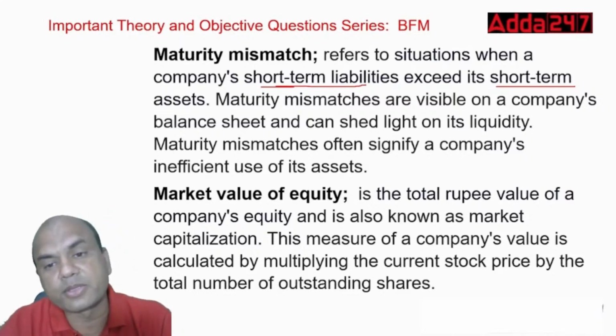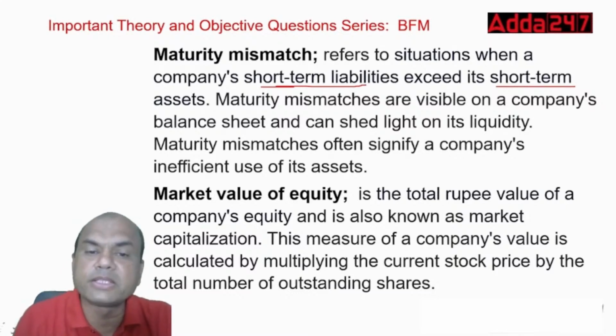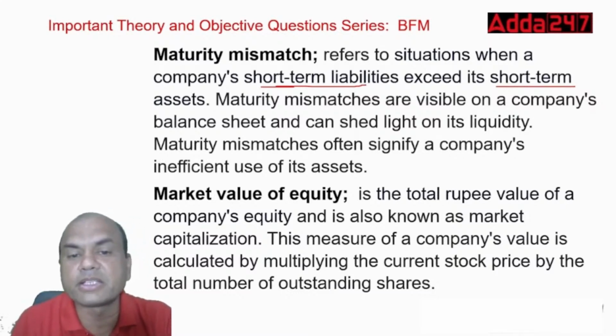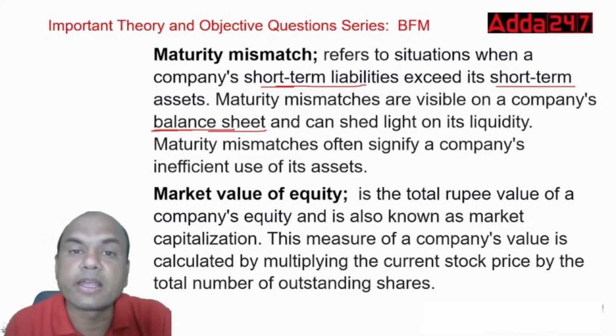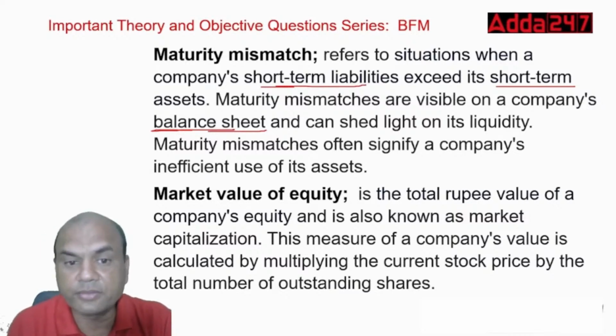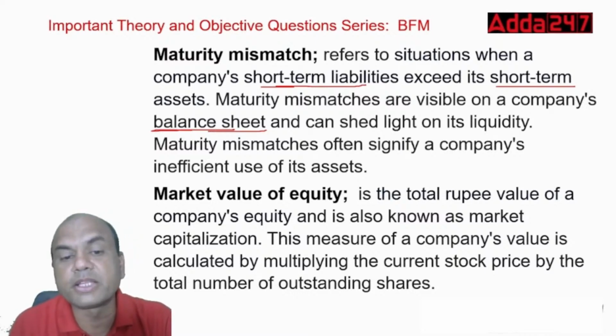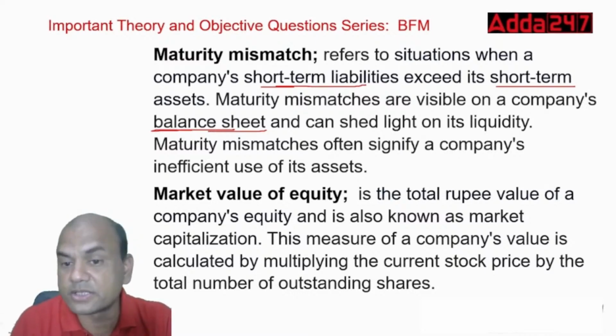So maturity mismatches are visible on the company's balance sheet and can shed light on its liquidity. So immediately if there is a maturity mismatch, it will be shown in the company's balance sheet. Why? Because the interest difference will immediately be displayed. Well, after all, you can't hide anything from the balance sheet. Okay. Maturity mismatches often signify a company's inefficient use of its assets, isn't it?